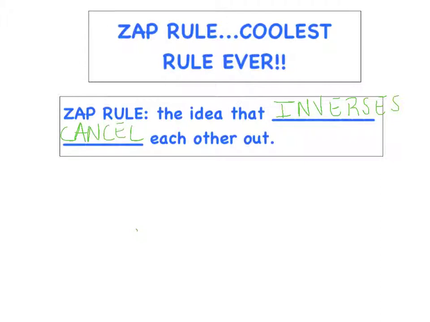You've seen the Zap Rule a lot throughout your math career, and we've never referred to it as such. But let's say we had this equation: I want to take x and add 2 to it, and then subtract 2, and set it equal to 7. Well, we've got the Zap Rule right here. Adding 2 and then subtracting 2 are inverses of each other, and so we zap, they cancel each other out, and x equals 7.